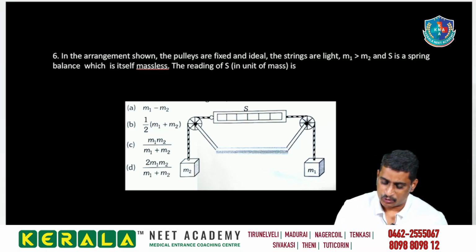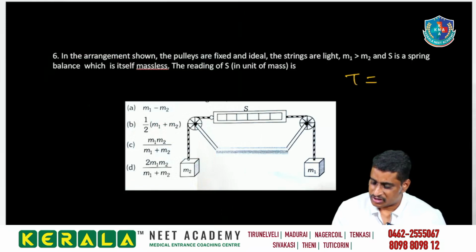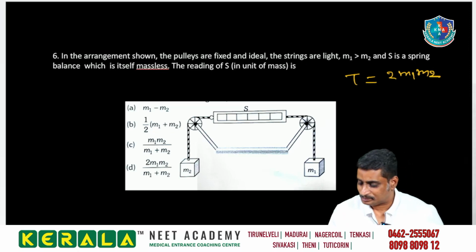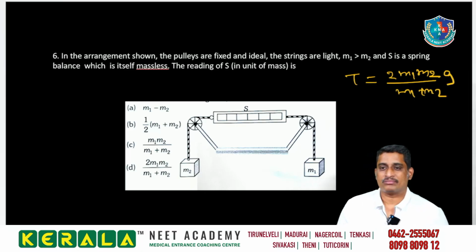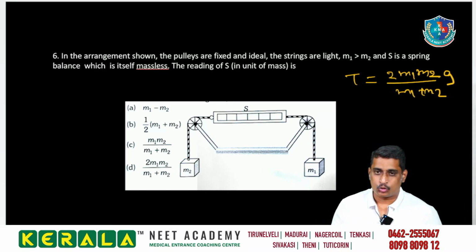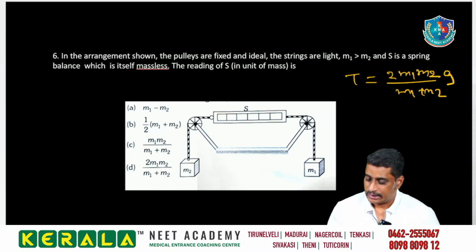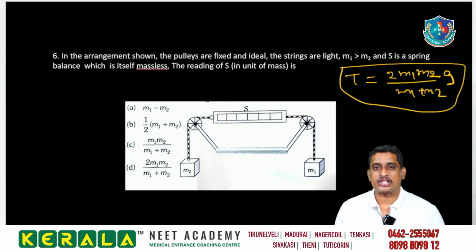Already you have studied these simple pulley systems. The tension in the string is given by T = 2m1m2/(m1 + m2) times g, which is the equation we already have. Otherwise, by taking the free body diagrams of these two blocks, you can find this tension. This is the amount of tension which is developed in the string here.